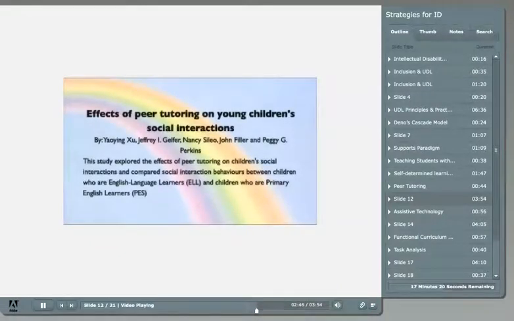Effects of peer tutoring on young children's social interactions. This study explored the effects of peer tutoring on children's social interactions and compared social interaction behaviors between children who are English language learners, ELL, and children who are primary English speakers, PES.